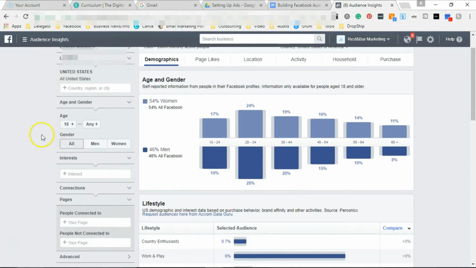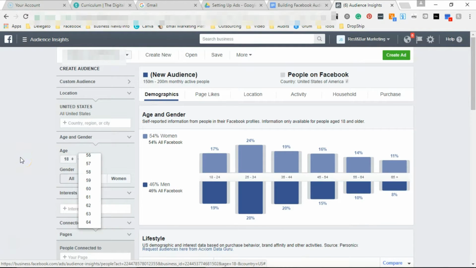All right, age and gender is very simple. The only thing you want to take note about this is you don't want to do 18 to 65. Oh, we can target everybody. Everybody will buy this. No, that's not how it works. Everybody doesn't buy everything. You need to do what is relatable to your customers. So for me, for this digital marketing group, I usually start with 18 to 22, somewhere in there, and then I go up to about 42.